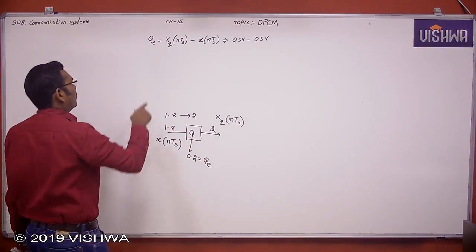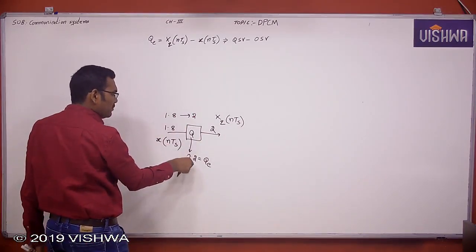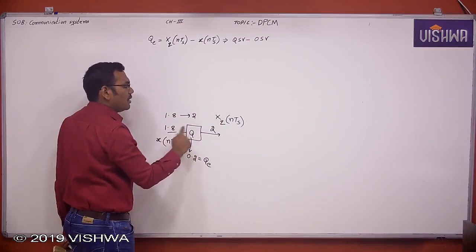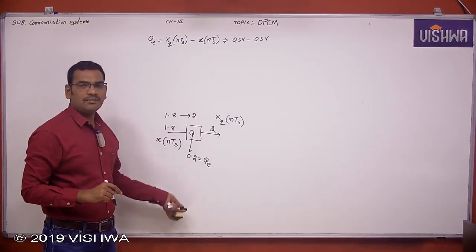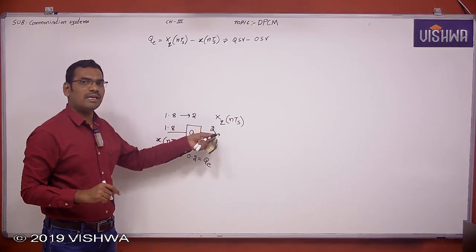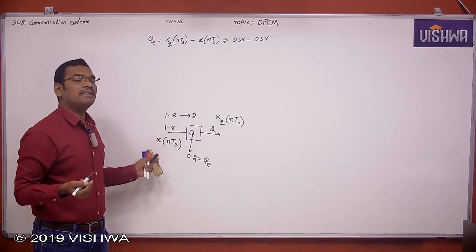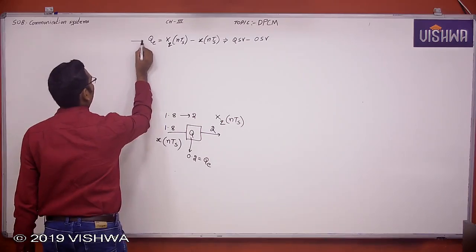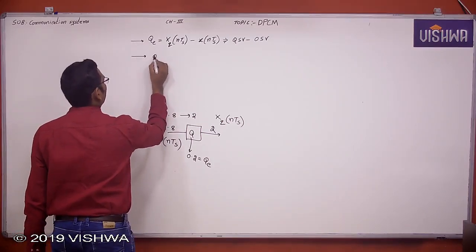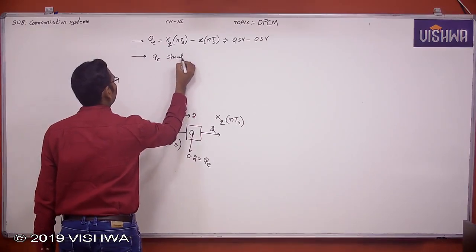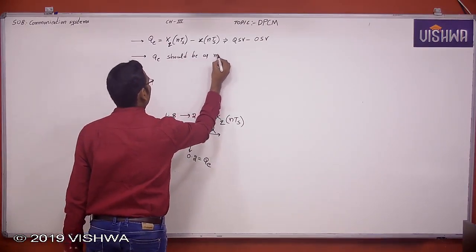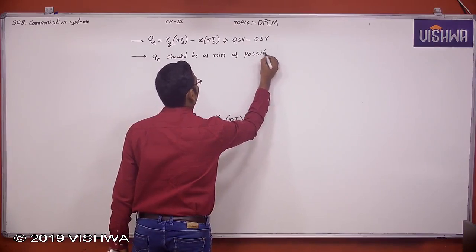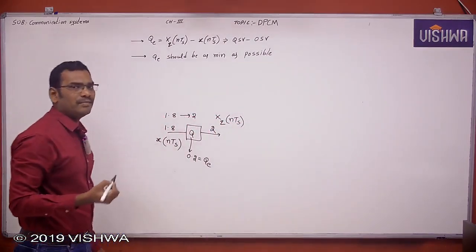Now you tell me, this error should be as minimum as possible, such that the sample value and the quantized value are very close. When this error is minimum, these two are almost the same, so your reconstructed signal will be the same as the original message signal with a minimum error. So practically, the quantization error should be as minimum as possible.